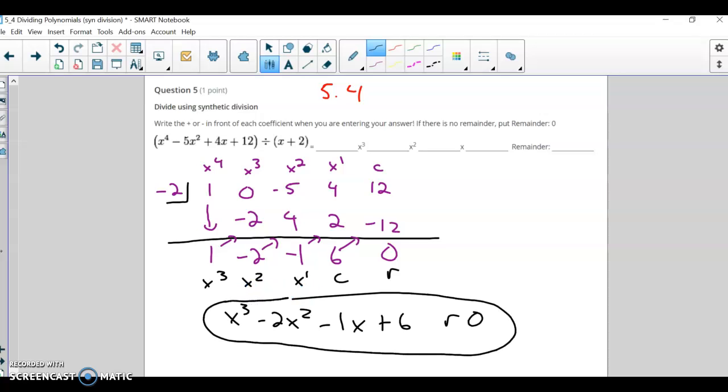You don't have to technically write that remainder 0 there. Normally, if you get a remainder 0, you just don't write it, but I guess for our answer blanks, we do have to put a 0 there. And then I have 1x cubed, -2x squared, -1x, and a constant of 6.